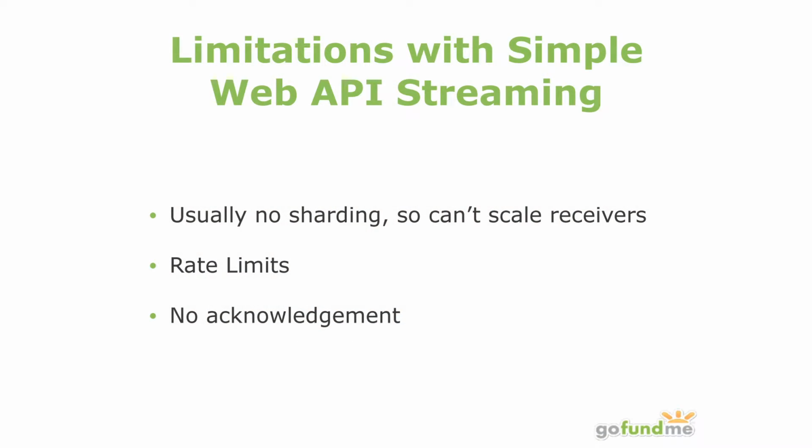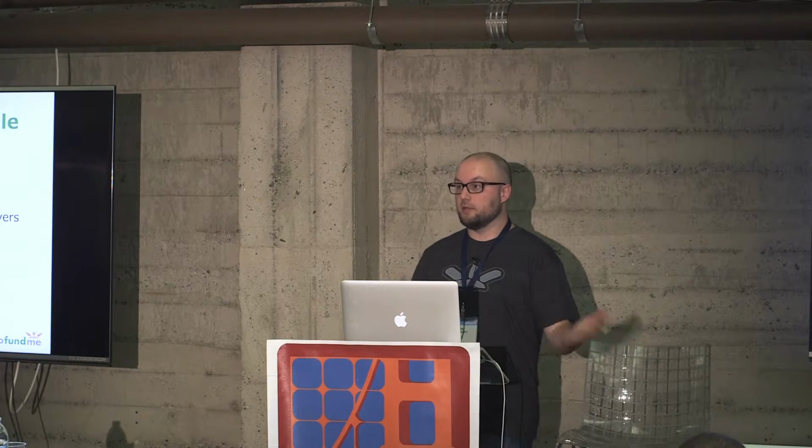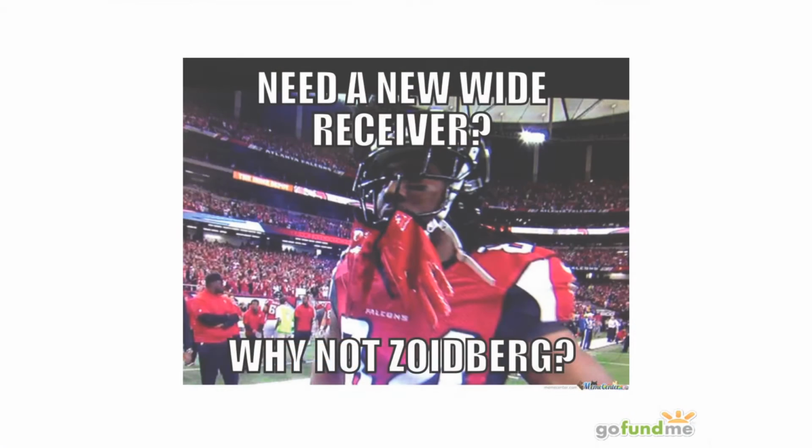I mentioned this already, the limitations with a simple API. Mostly no sharding, rate limits, and the other one is no acknowledgement. If you build the simplest kind of streaming processor and you take it down, you're not starting where you left off. You'll start somewhere random, depending on how the API looks. So right now we're going to go to Twitter, and we're going to fix this last little piece. All right, this is where I take my quick drink.